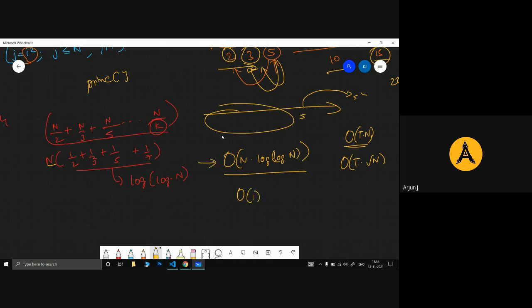So for the pre-computation, you will take O of n into log n, and for each test case, the time complexity is going to be O of 1. So the overall time complexity would be O of n into log n plus O of t. So this is the best possible way.